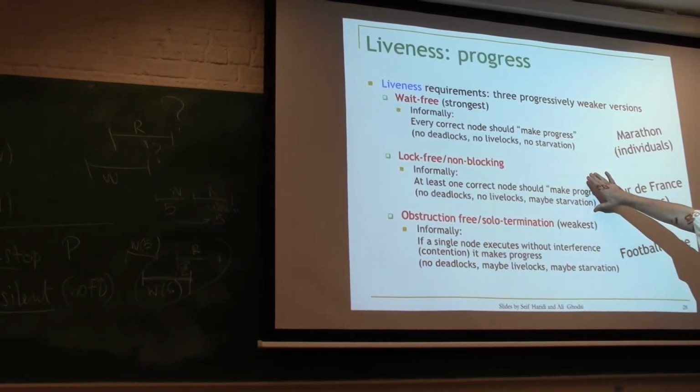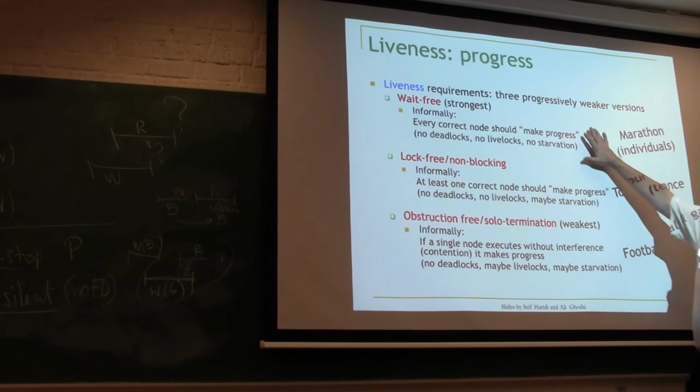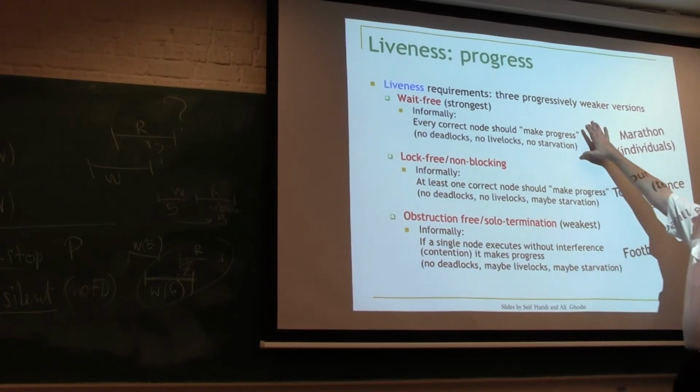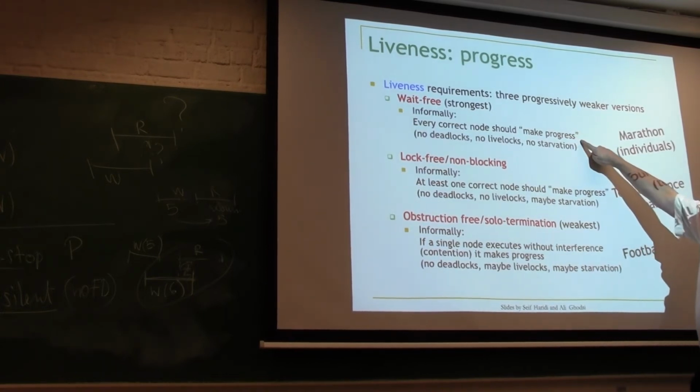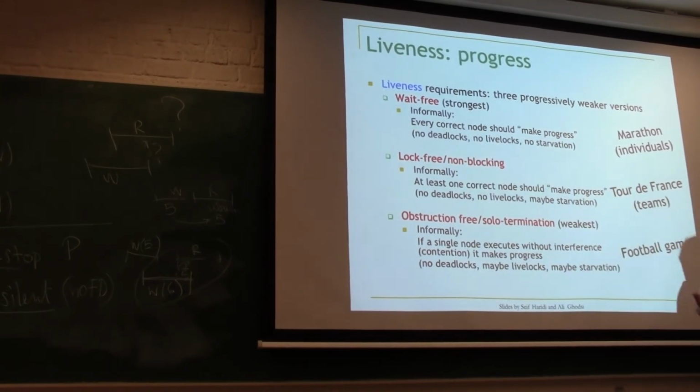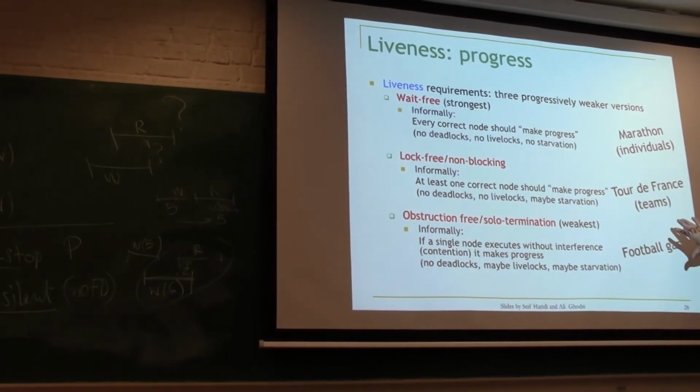You see this kind of a condition. Usually you have this one up. If you have threads, this is more like a fairness condition. Every correct node makes progress. This is a typical fairness. But you have also weaker versions. And the weakest version is called obstruction-free.